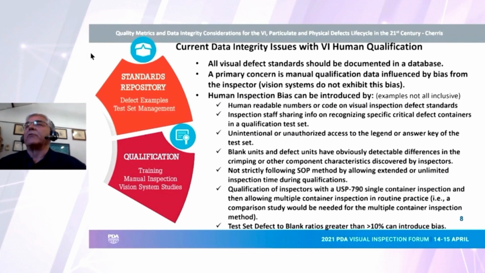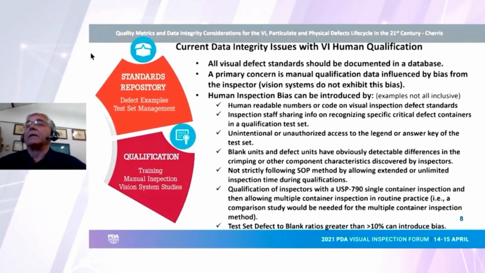Human inspection bias can be introduced by several things. This is not an all-inclusive list, but human readable numbers or code on the defect standards, inspection staff sharing or recognizing specific critical defect containers in a qualification test set, unintentional or unauthorized access to the legend or quality answer key, blank units and defect units that have obvious detectable differences that would allow them to determine which units are easily the rejectable units and which units are the acceptable units.